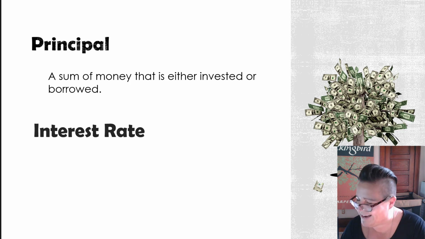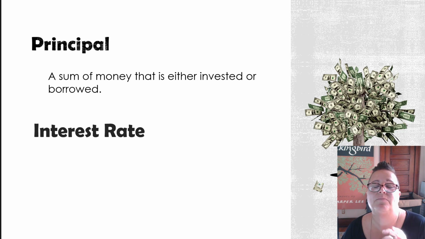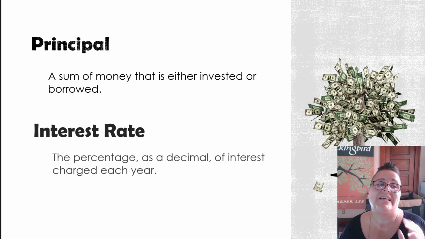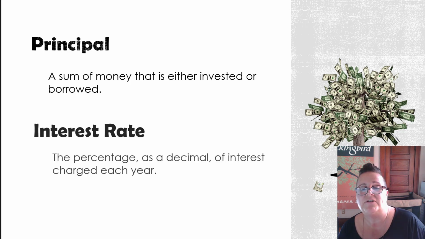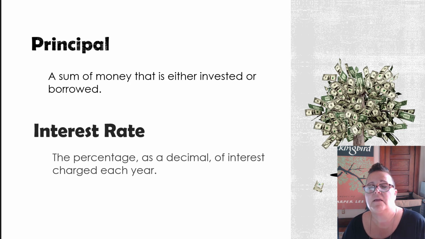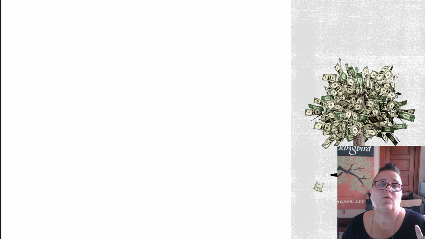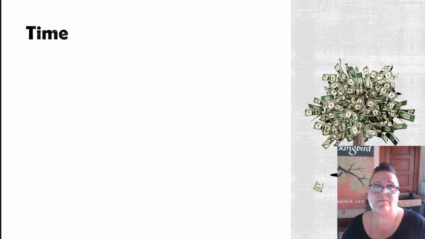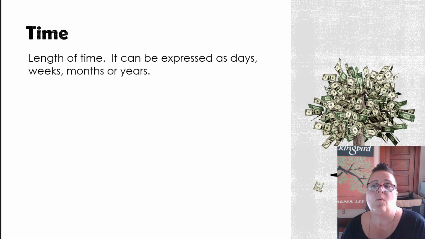When you see the word rate, it's almost always the percent in decimal form. So it is the percentage as a decimal that is charged yearly for the privilege of using somebody else's money. Now, when we say yearly, the problem is that time, while it is always based on a year, is often expressed in the terms of days, weeks, or months.